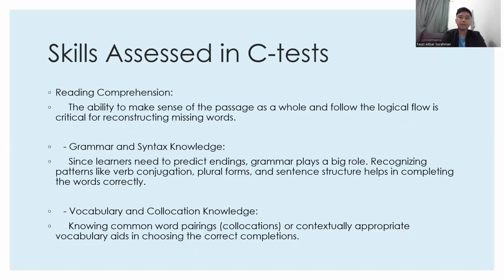Skills assessed in C-test. Reading comprehension. The ability to make sense of the passage as a whole and follow the logical flow is critical for reconstructing missing words. Grammar and syntax knowledge. Since learners need to predict endings, grammar plays a big role. Recognizing patterns like verb conjugation, plural forms, and sentence structure helps in completing the words correctly. Vocabulary and collocation knowledge. Knowing common word pairings, collocations, or contextually appropriate vocabulary aids in choosing the correct completions.